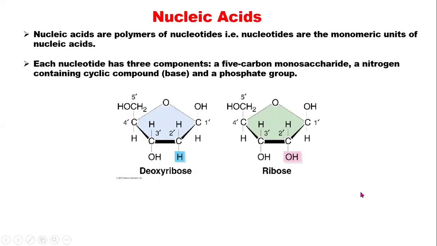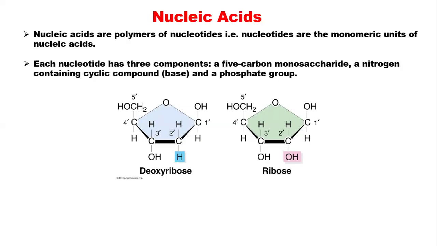So what is a nucleic acid, or what are nucleic acids generally? Nucleic acids are polymers of nucleotides. That is, nucleotides are the monomeric unit of nucleic acids. So nucleic acids are polymers of nucleotides, the nucleotide being the monomer, or the building block, of nucleic acid. So what are these nucleotides?